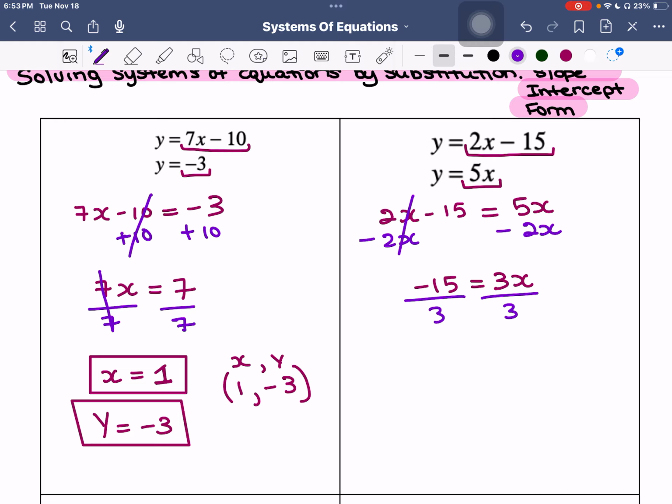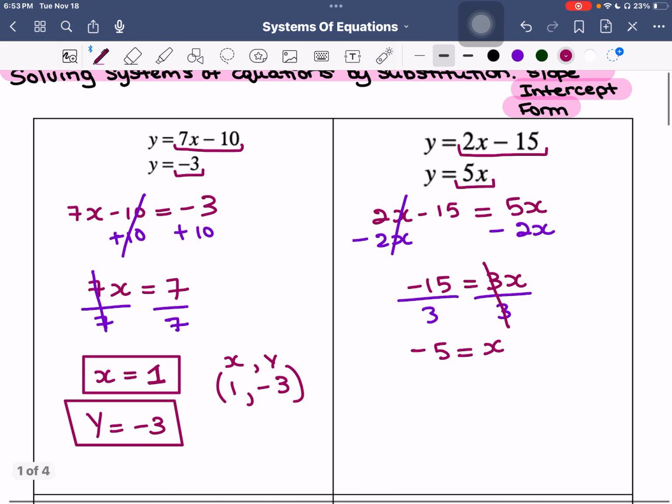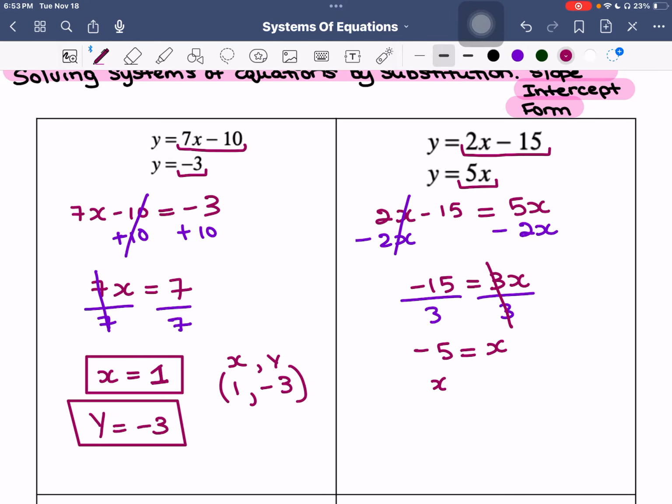Negative 15 divided by 3 is just negative 5. And 3x divided by 3 is just going to be x. So negative 5 is equal to x, or x is equal to negative 5. I just like to rewrite it where my variable is on the left side. Okay, so x is equal to negative 5.